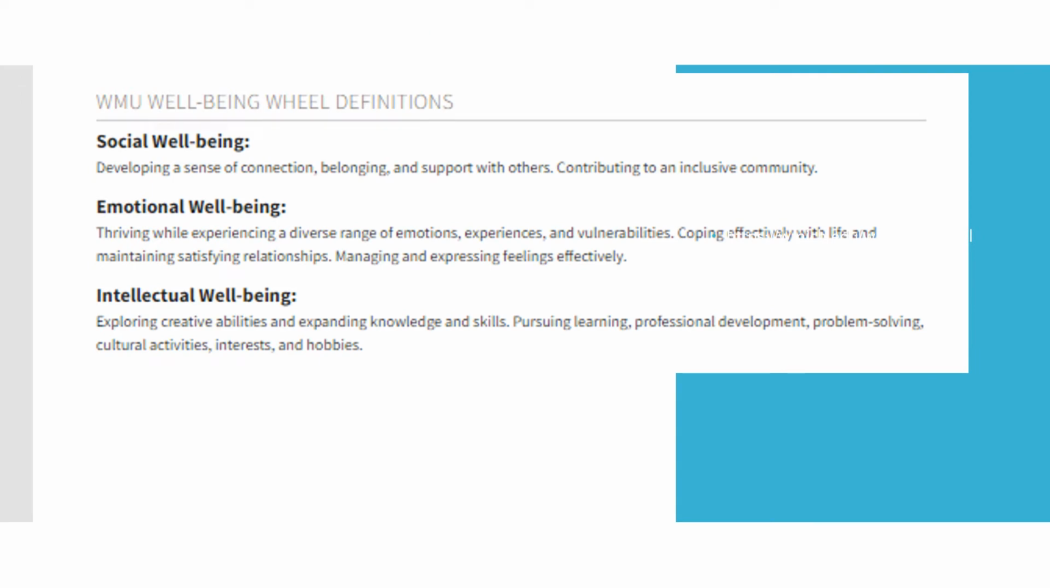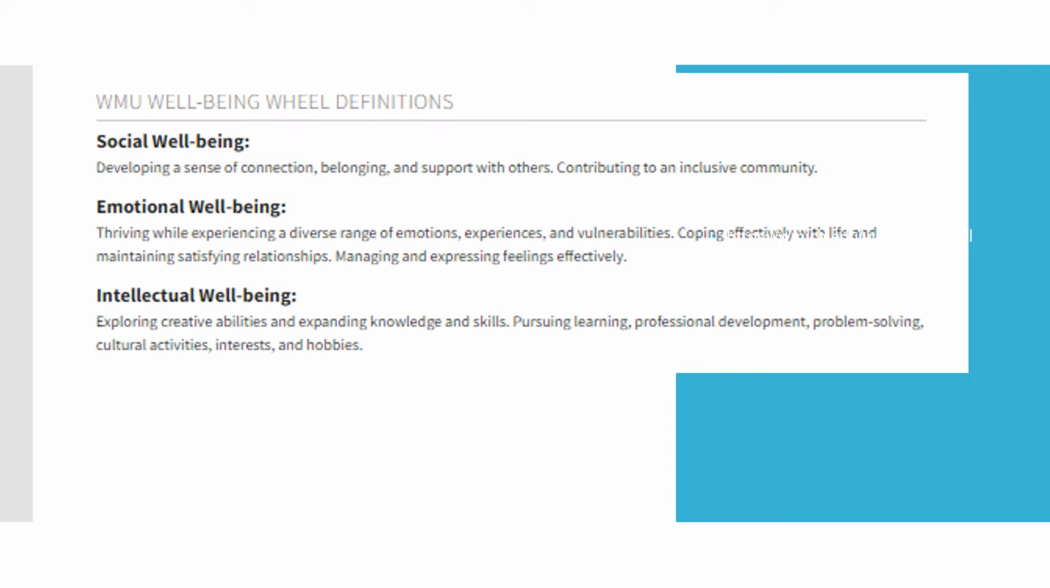The well-being definitions are described in this slide and the next one. So the social well-being is having a sense of belonging, contributing to an inviting and inclusive community. Emotional well-being is thriving in recognizing that emotions, experiences, relationships are all going to evolve and change and impact our wellness. Knowing how to express our feelings effectively, I think that's an important component.